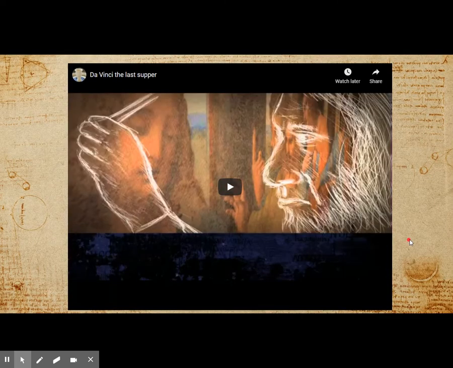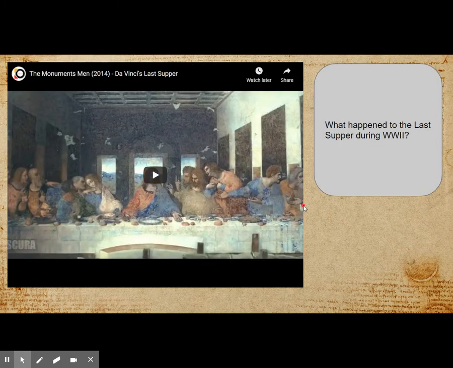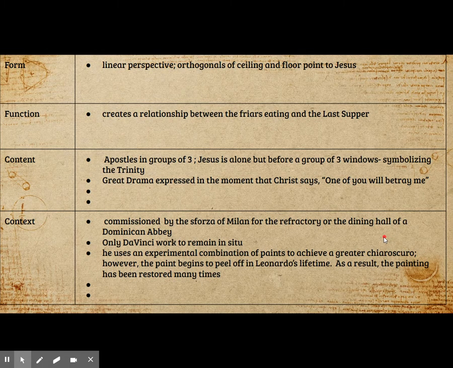Okay, we're going to link this clip, which will walk you through the creation of the Last Supper. And then this clip is, again, just a brief little clip from the Monuments Men, but it shows kind of what happens to the picture when the monastery is blown apart. All right. So this is the picture of the Last Supper. This is the only Da Vinci piece that remains in situ. It's the only one that remains on site from where it was created.